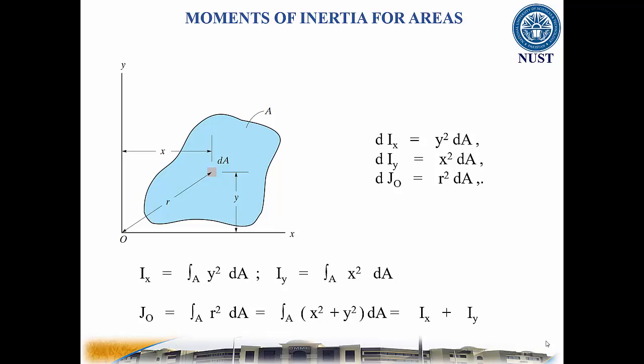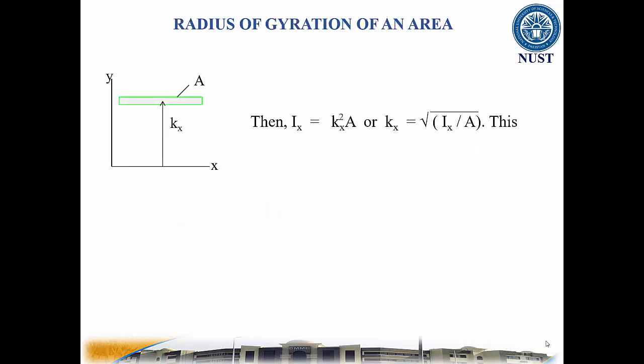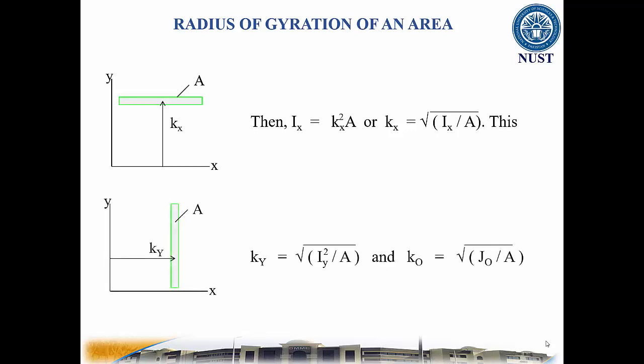to the fourth power. For a given area A and its moment of inertia Ix about the x-axis, imagine that the entire area is located at a distance kx from the x-axis. kx is equal to the square root of Ix over A. This kx is called the radius of gyration of the area about the x-axis. Similarly, ky and k0. The radius of gyration has units of length and gives an indication of the spread of the area from the x-axis.